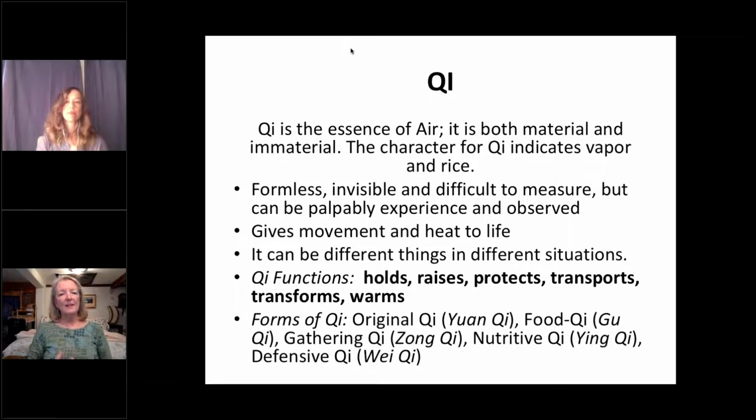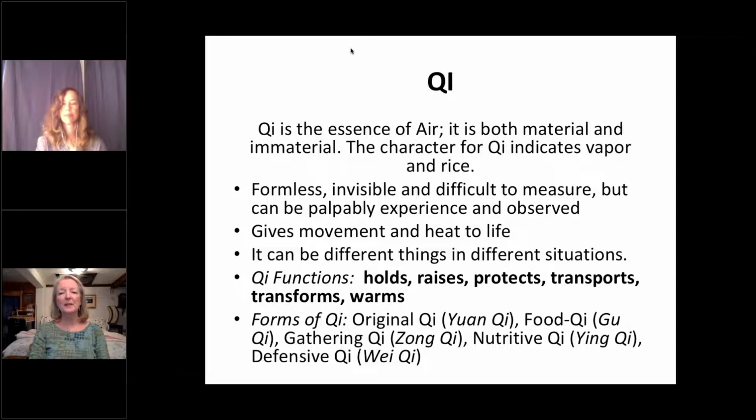So qi is very interesting. When we talk about qi, we tend to think of it in terms of energy. Do I have it or do I not have it? But qi has so many more functions, and it's actually immaterial as well as material. So the character for qi indicates both vapor and rice. So you've got the physical rice, but you've got the vapor, the immaterial aspect from it. It's a really great way to encompass the whole thing. So it's formless, it's invisible, so you can't touch it, difficult to measure, but you can experience it for sure, and you can observe it.